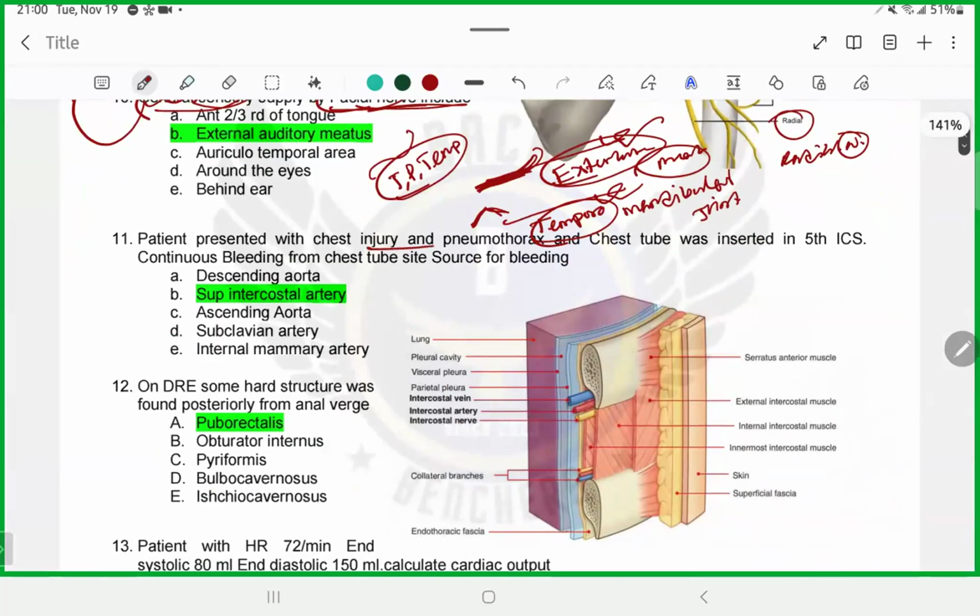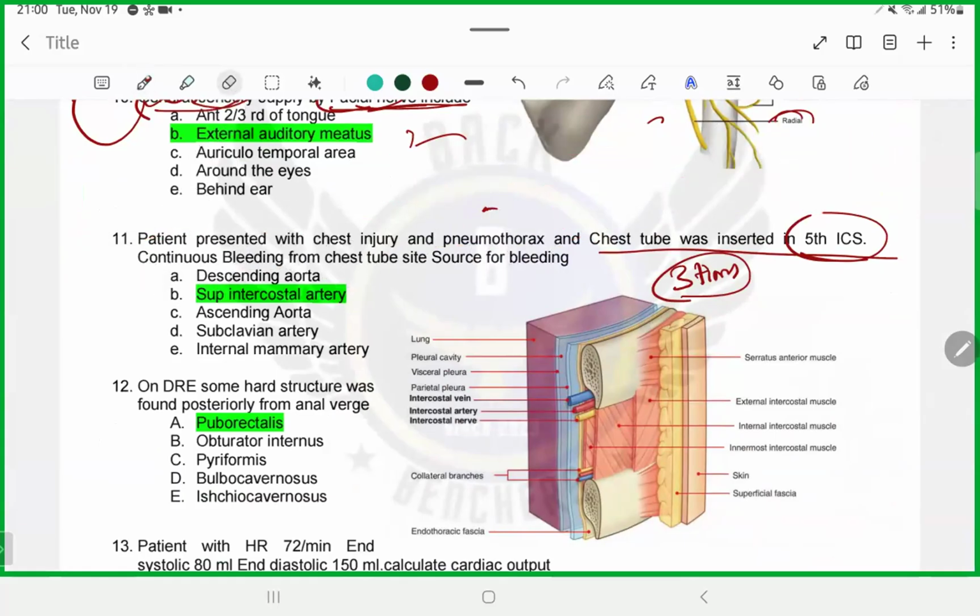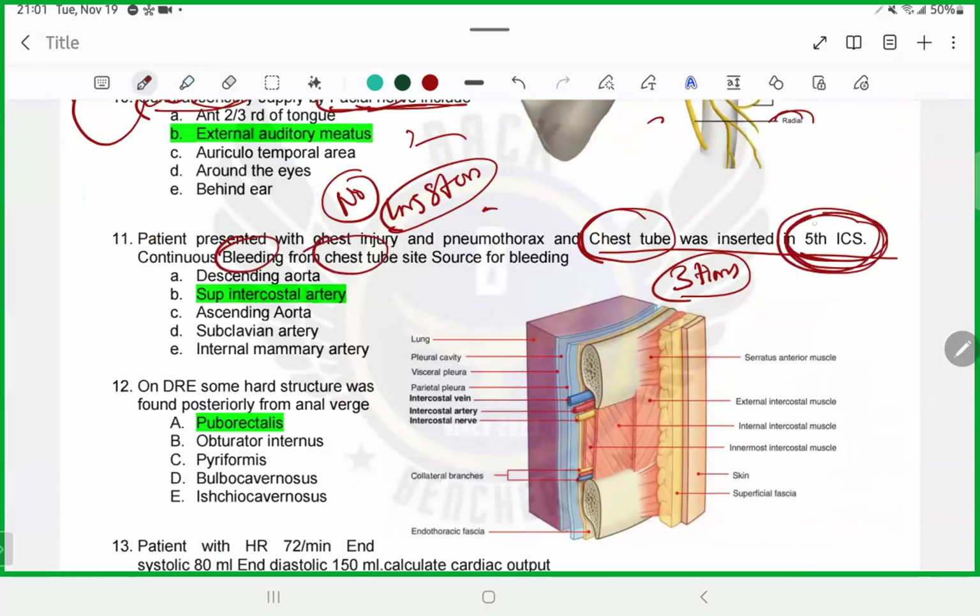Patient presented with chest injury and pneumothorax, and chest tube was inserted. Read the stem 3 times. In fifth intercostal space, continuous bleeding from chest. Do you think the question in the exam will be just these 2 lines? No. It will be a long stem with various things mentioned. But just remember chest tube. Just remember bleeding from chest tube site and intercostal space. Chest tube was inserted in intercostal space.